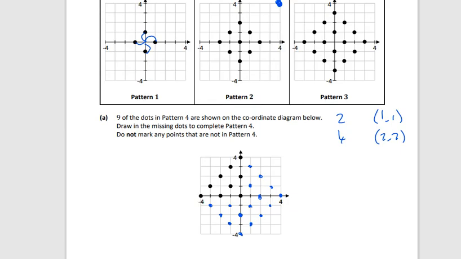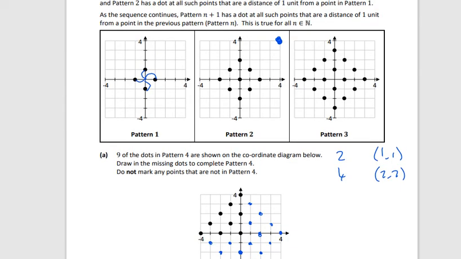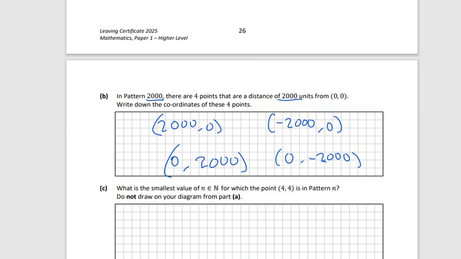So, see the pattern 3, none of those points are on it, 1, 1 or 2, 2 or any of them, because it skips one each time. For example, there and there and there. That's the ones we want. Okay, so the odd number patterns won't work. So pattern 6 has the point 3, 3. Pattern 8 has the point 4, 4. So it's pattern 8. Okay. So simple if you can understand that. So pattern 8.